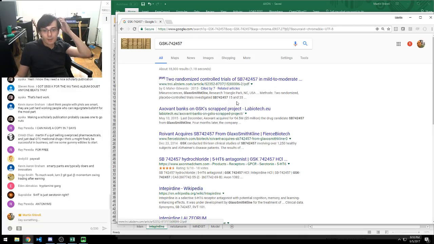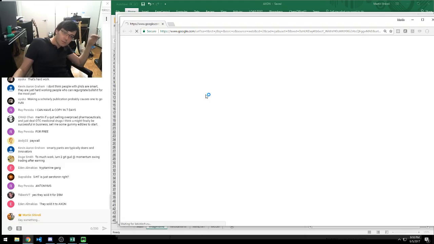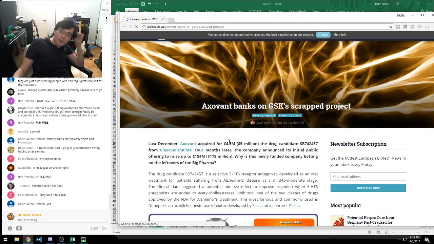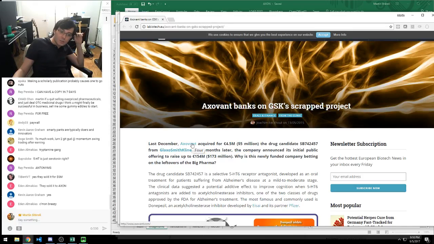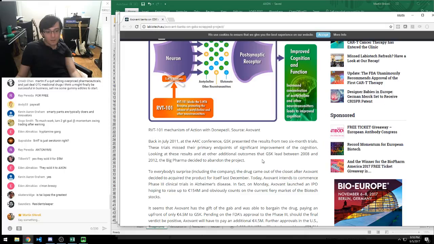Huh, look at that. AXON banks on GSK's scrapped project. So for anyone who doesn't know, I actually was bidding on this as well. And in fact, I bid $5 million as well as AXON. So just so you know, I know quite a lot about this. But I'm pretending that I'm seeing this for the first time. And I had nothing to do with this.